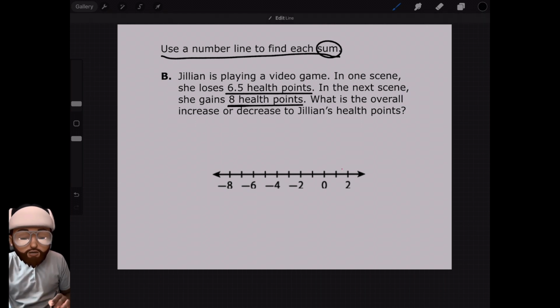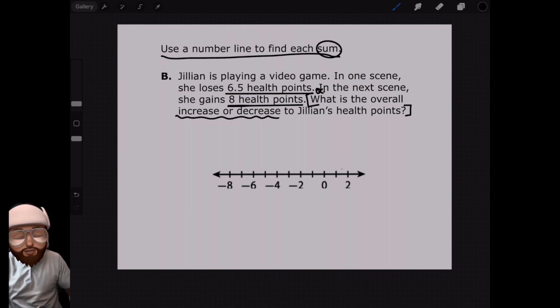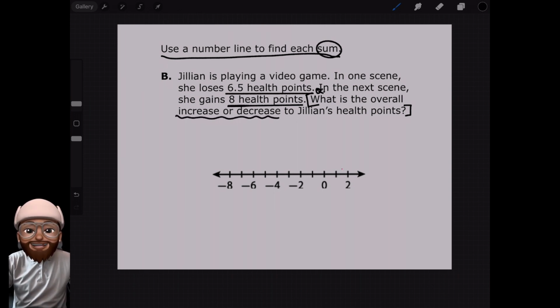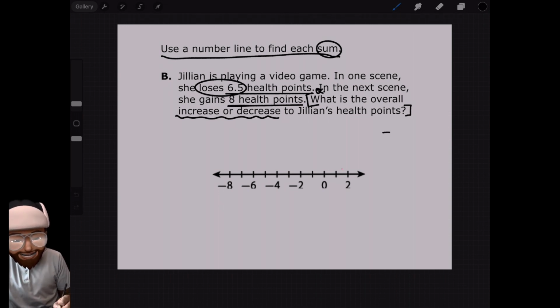All right. The question is asking us, what is the overall increase or decrease to Jillian's health points? All right, so when we're reading this, we see that in the first scene, she loses 6.5 health points. That loss can be represented as a minus 6.5.